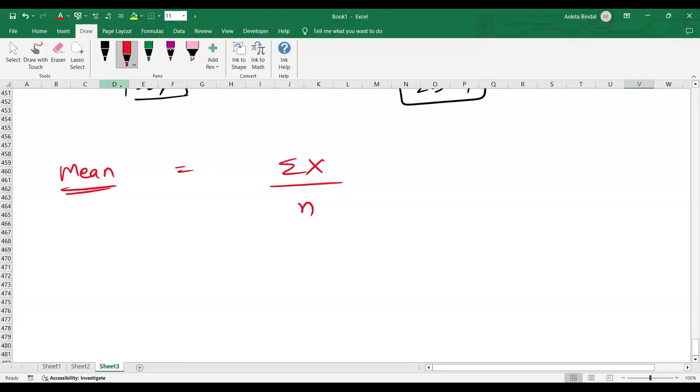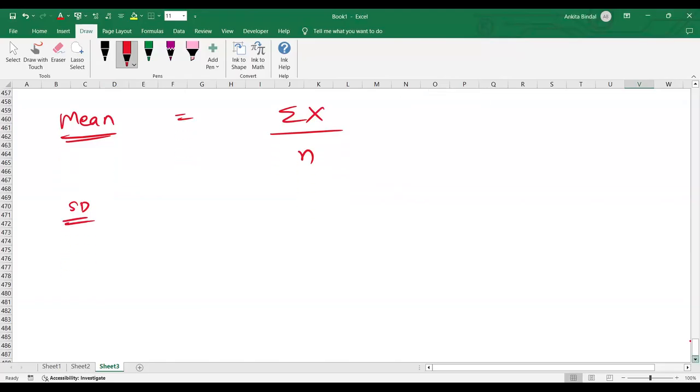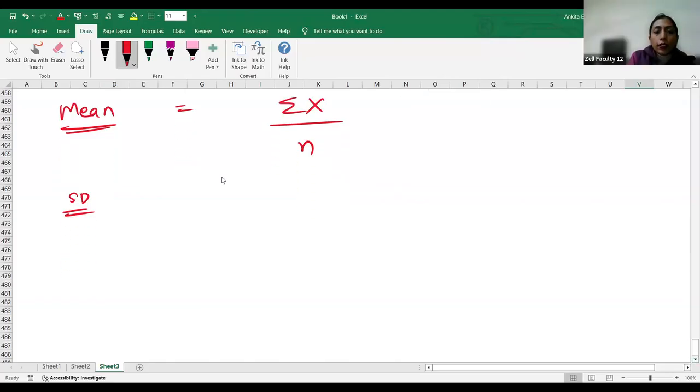Yeah. So, mean is calculated as adding all the values and dividing it by the number of observations. If I want to calculate standard deviation, then how do I get standard deviation? So, it's like I have put values of x. Let's say I have put up average marks of a class.